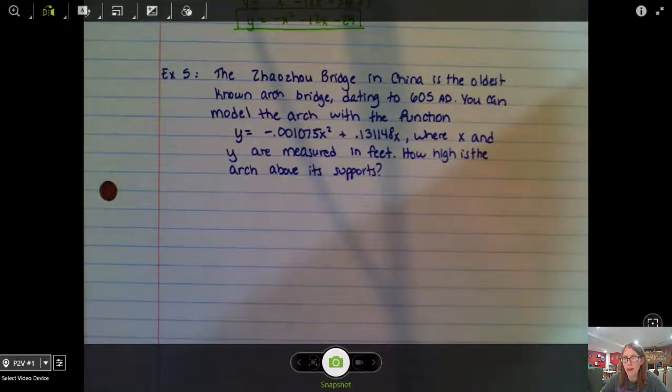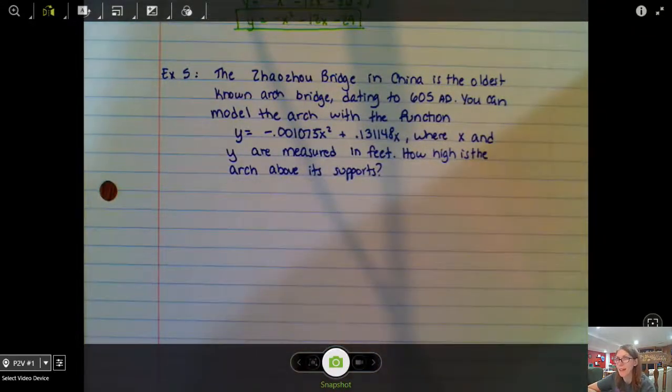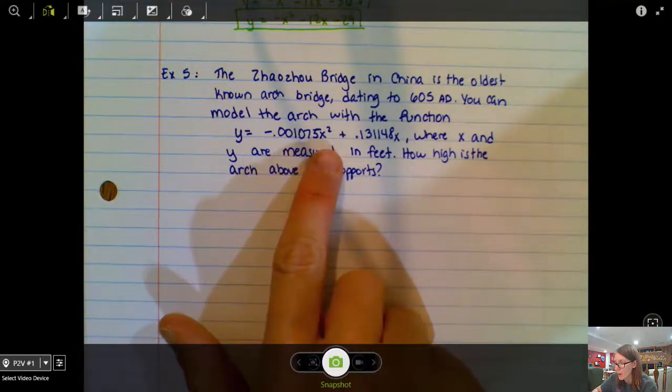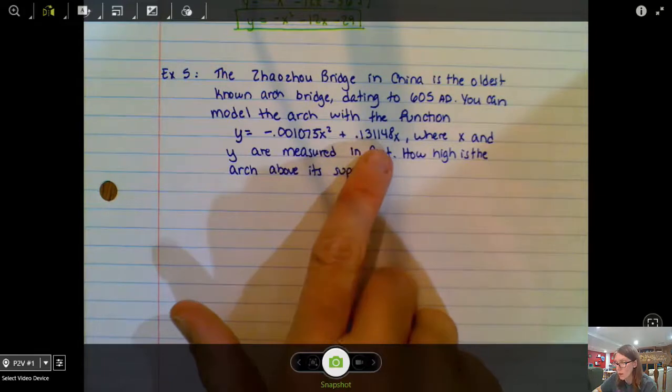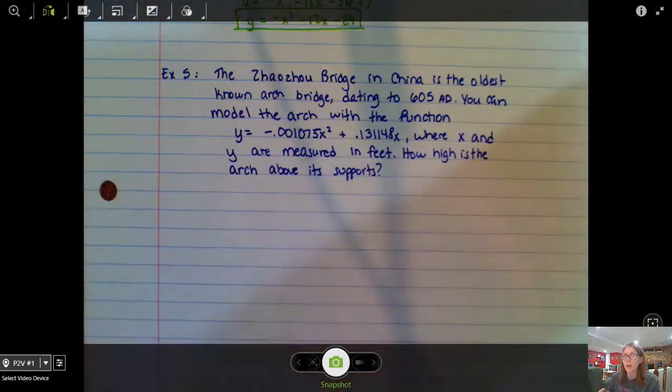Example 5, we are looking at a word problem with our parabolas in standard form. This problem is about the Zhaozhou Bridge in China, the oldest known arch bridge in the world, dating back to 605 AD. You can model the arch with the function y equals negative 0.001075x squared plus 0.131148x, where x and y are both measured in feet. We want to find out how high the arch is above its supports.